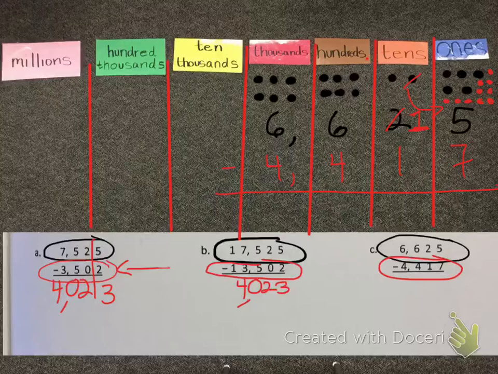So let's subtract. We're going to subtract 7, right? We're going to subtract 7. So 1, 2, 3, 4, 5, 6, and 7. What does that leave us? Well, that leaves us with 1, 2, 3, 4, 5, 6, 7, 8.